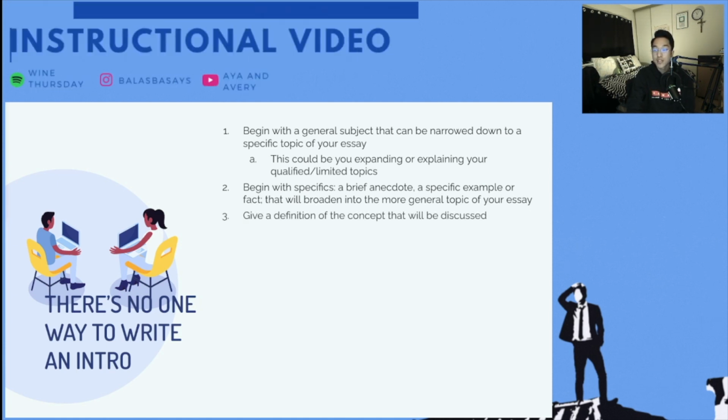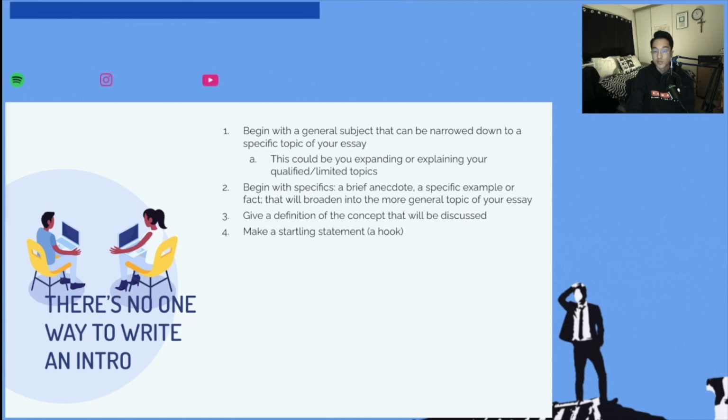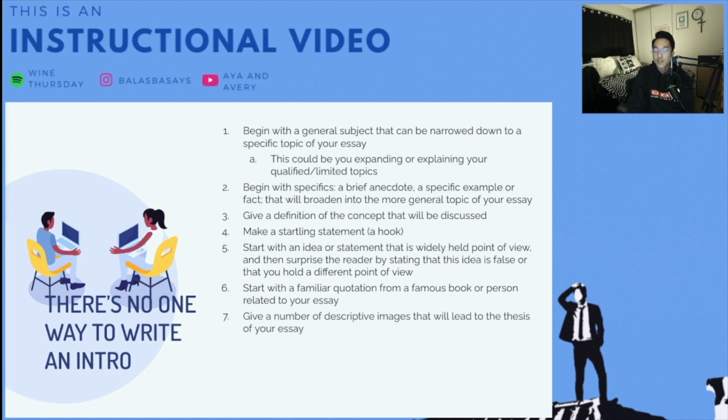You can give a definition of a concept that will be discussed, make a startling statement, which was known as a hook, start with an idea or statement that is widely held point of view, and then surprise the reader by stating that this idea is false or that you hold a different point of view, which is also a form of a hook. Start with a familiar quotation from a famous book or person related to your essay. Give a number of descriptive images that will lead to the thesis of your essay. Ask questions that you intend to answer. Could be any one of the prompts.